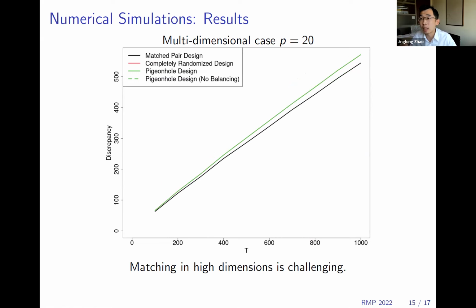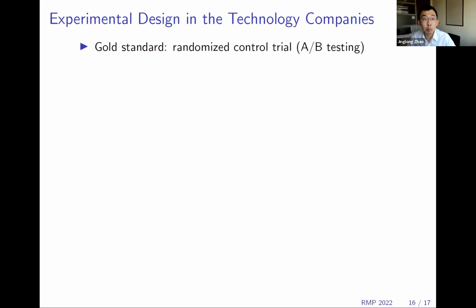meaning that there is not a lot of benefit of using a pigeonhole design in this case when the covariate is of high dimension. So in this case, we do not recommend using a pigeonhole design. But I do also want to say that matching in high dimension is a very challenging thing to do. This is also recognized by a lot of statistics literature.